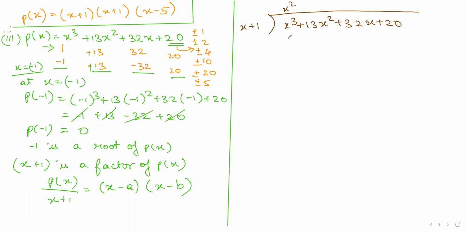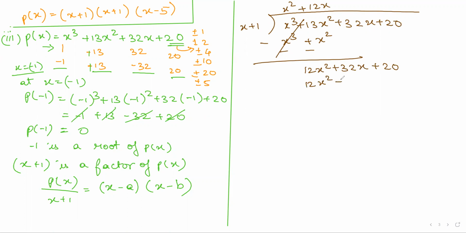So this is x squared, x cubed plus x squared. So x squared is multiplied by the whole q of x. You subtract, change signs, calculate further. First step gets cancelled. Plus 13x squared minus x squared gives you 12x squared plus 32x plus 20. Now this value, 12x squared, is divided by x to give you 12x. 12x multiplied by this gives you 12x squared plus 12x.